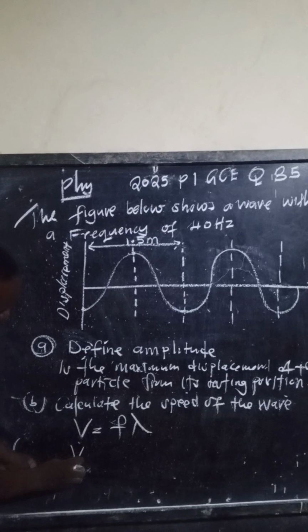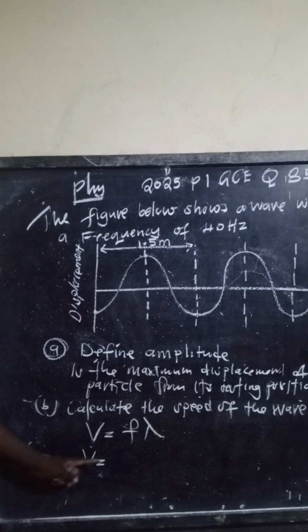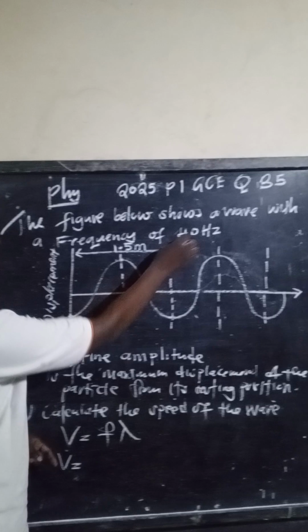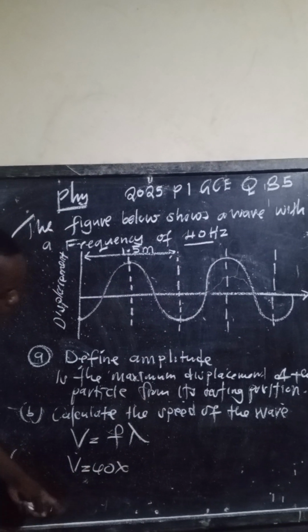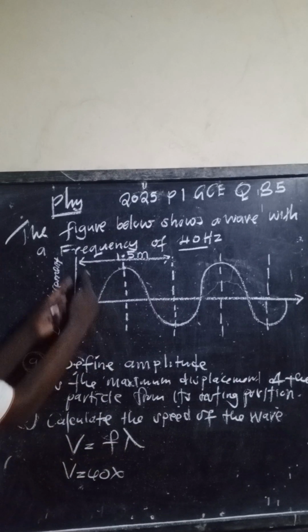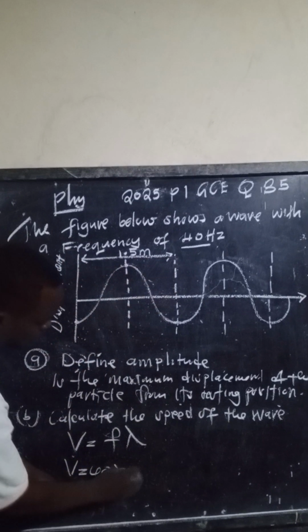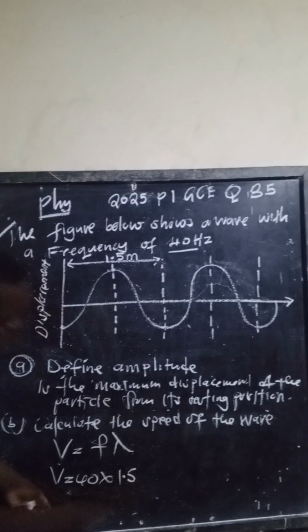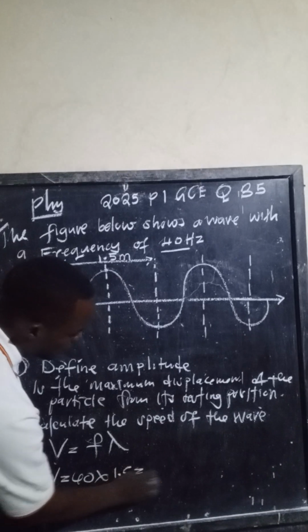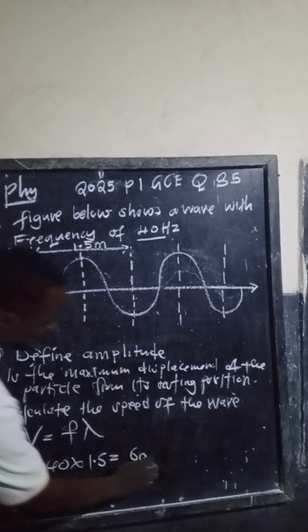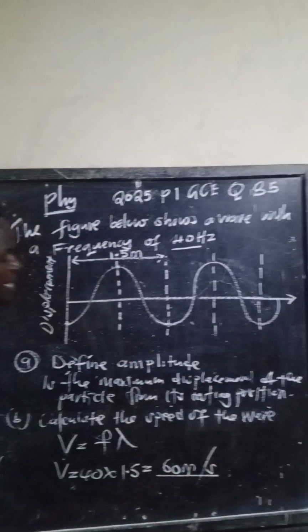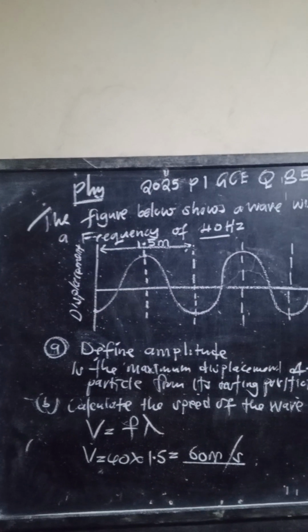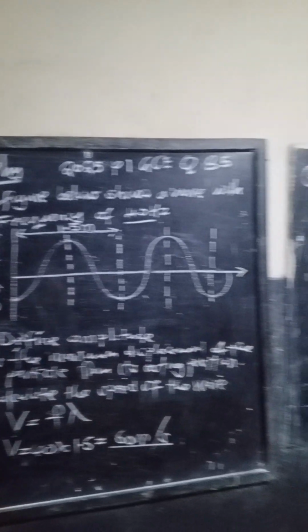Then I'll proceed. I'll say speed equals the frequency. You can see here there's 40 Hz. So I'll just say 40 Hz times the wavelength, which is the distance from here up to there, which is 1.5. So when you calculate, you end up with 60 meters per second. So meters per second is the unit of speed.